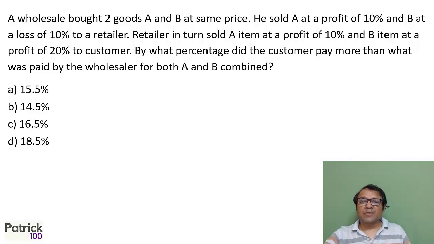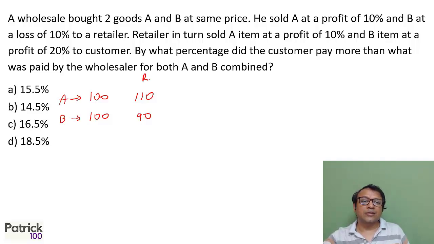A wholesaler sells two goods A and B bought at the same price. He sold A at a profit of 10%. You can always start with 100. Whenever there is a percentage, you can always start with a value. So 10% profit is 110, and he sold B at 10% loss, which means 90. This is a retailer.